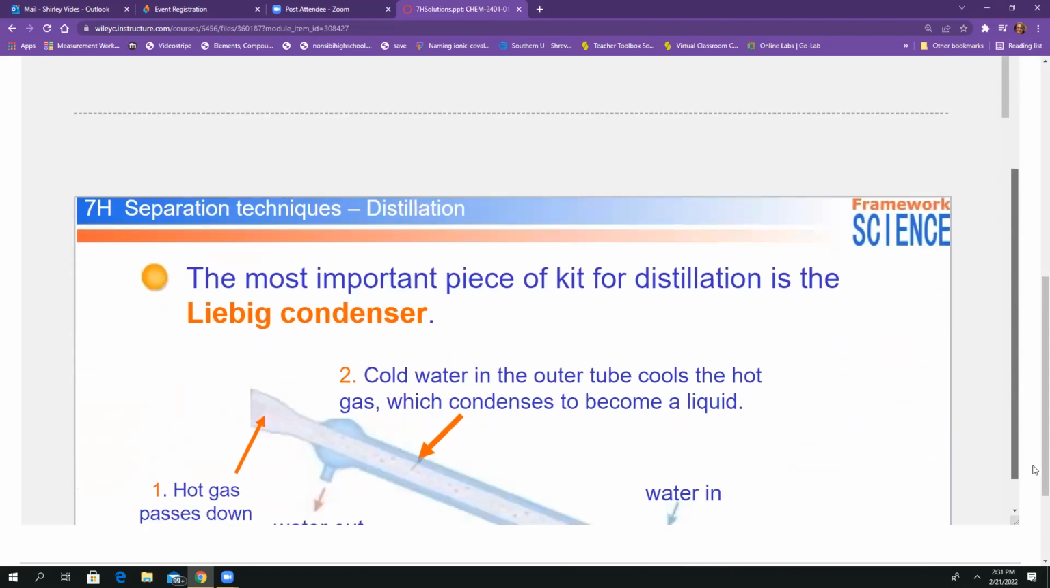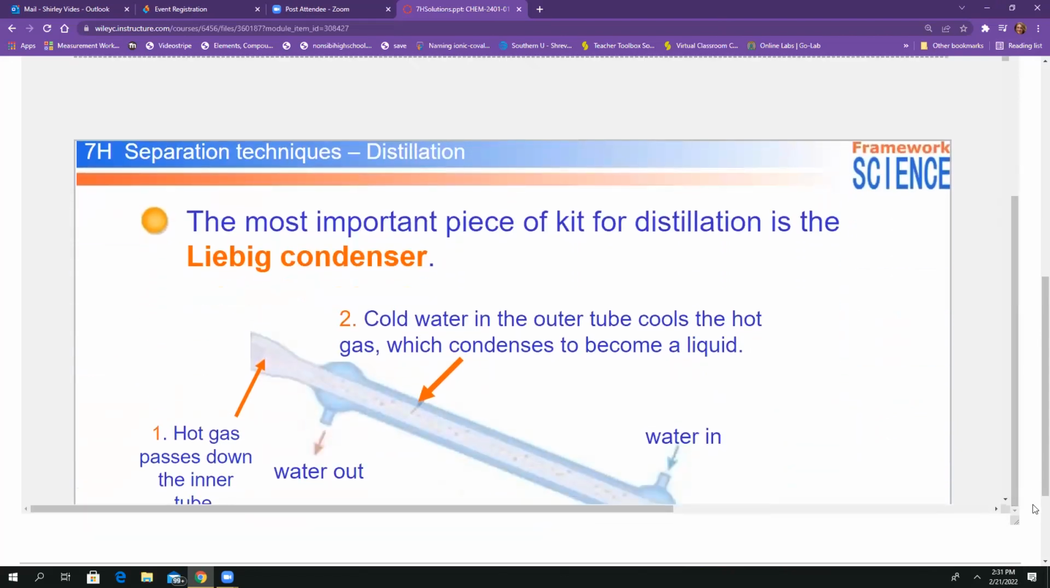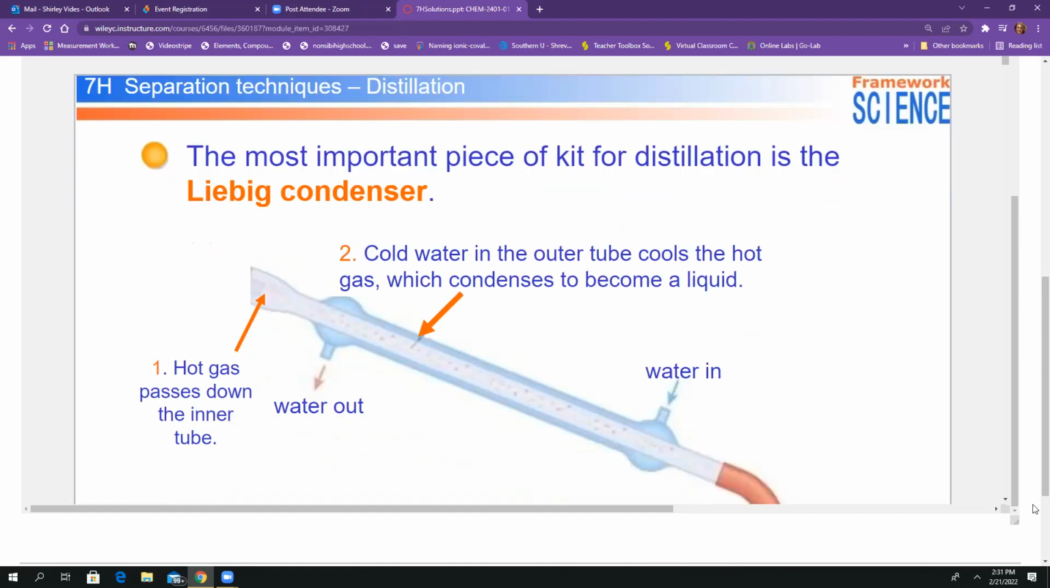Now, the most important part of the distillation is this one, because it collects. It actually has all three phases in it, if you think. It collects the gas, it cools down the gas into a liquid, and the liquid goes out of it into a beaker to collect. So that's pretty much where all of it happens.